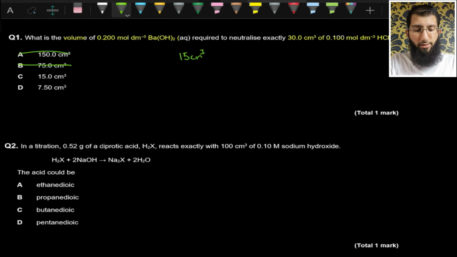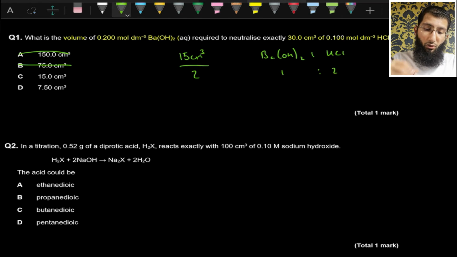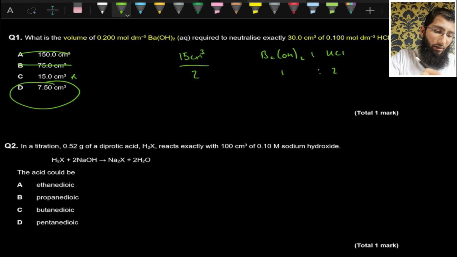But then we also have to consider the mole ratios between barium hydroxide and HCl. It's going to be a 1:2 ratio of barium hydroxide to HCl. This means that we're going to halve the volume once again, because for every 1 mole of barium hydroxide, we've got 2 moles of HCl. So half the volume again, divided by 2, and we're going to end up with 7.5 centimeters cubed.